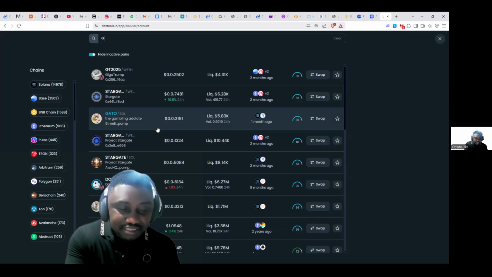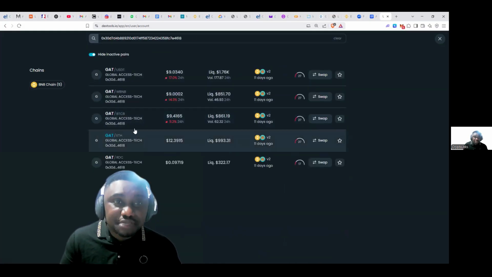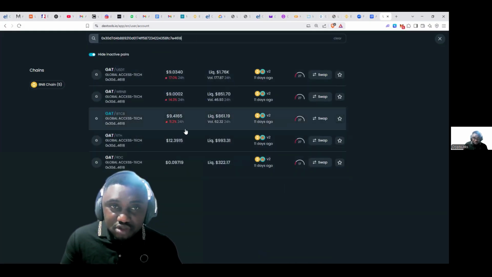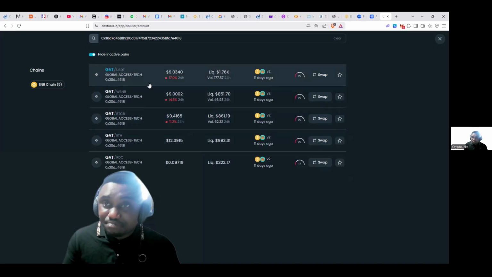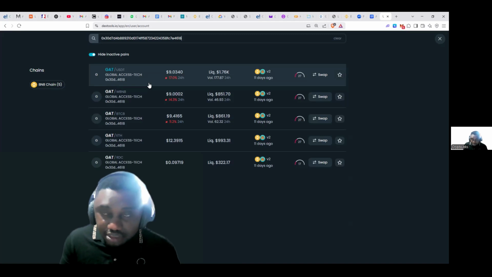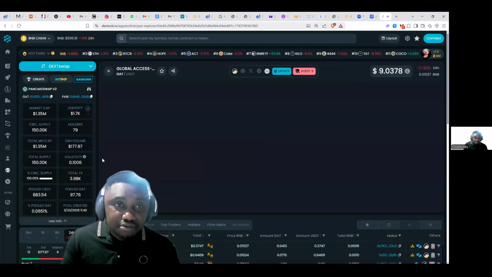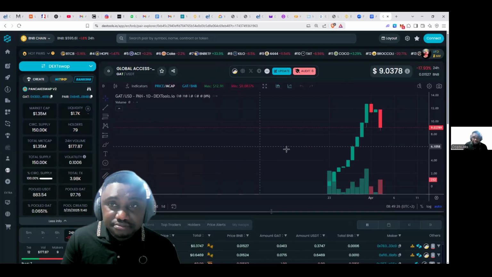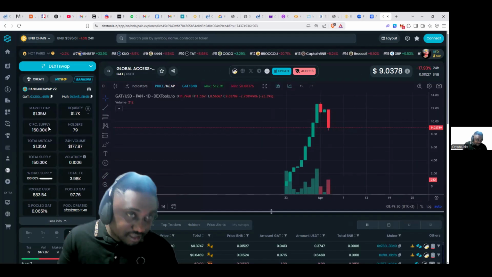Okay, so let's paste that contract which I copied. After pasting it, it's going to bring out everything that is associated with the GAT token. So I want to review this token sent to me by my friend. This is a personal review, and we're going to see together if it still makes sense for you to buy. Let's look at it. So now we click on it. Now it shows us a couple of charts. Before I come to the chart, let's quickly look at some things here.